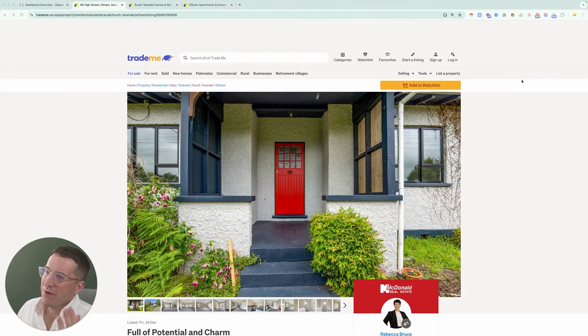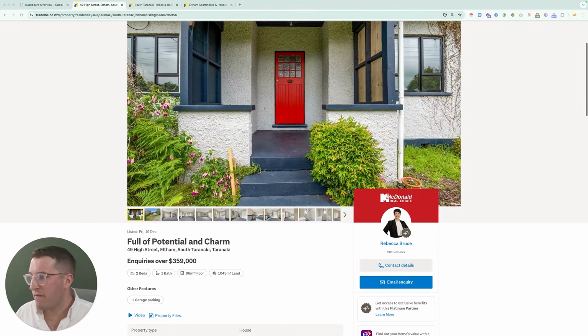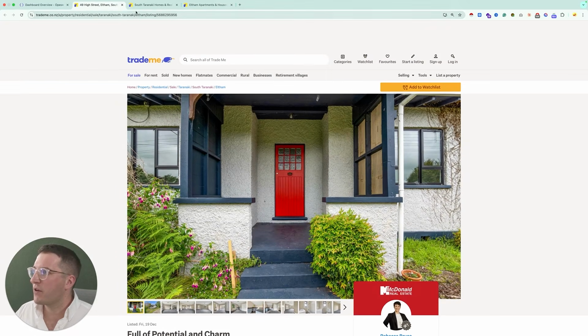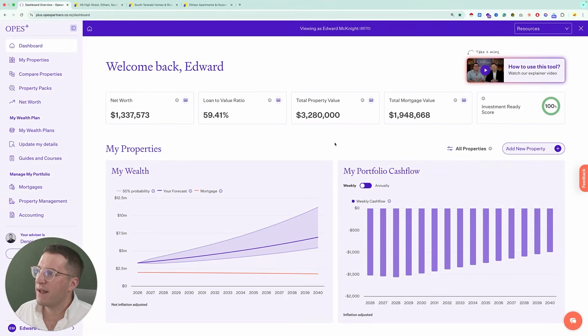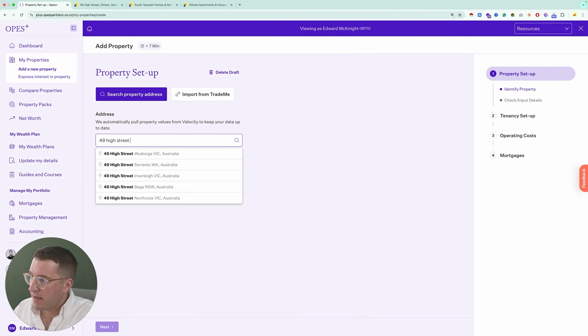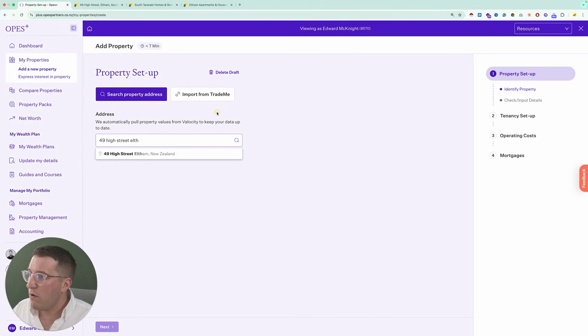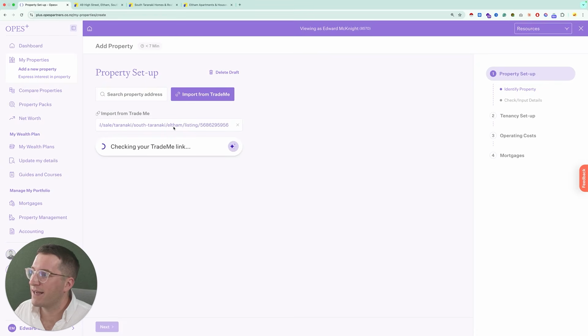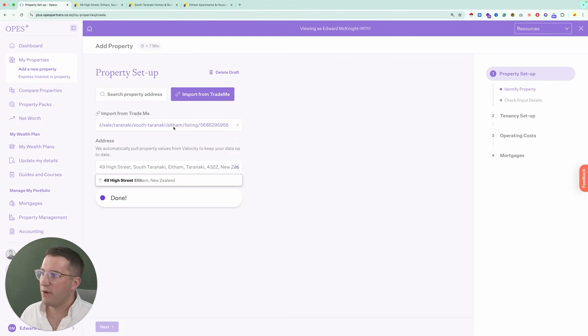So you might have been looking at a property on TradeMe, and I found this one in Eltham in South Taranaki, not too far away from where I grew up. And you're thinking, okay, it's a relatively cheap property, but is it a good investment? So we can copy that link, head into Opes Plus and add a new property. Now we can either search for that property, 49 High Street in Eltham, or we can just chuck that TradeMe link in there, and it's going to start pulling through a lot of the details.